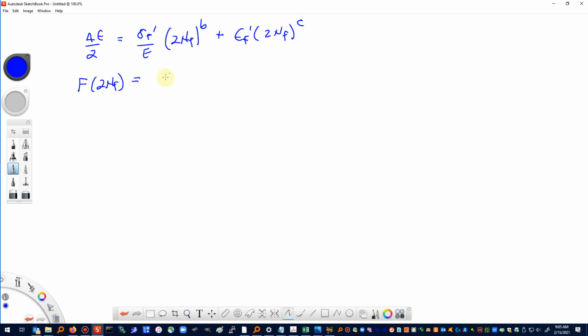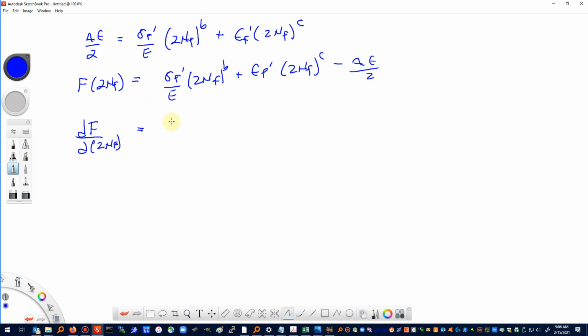It is going to be sigma f prime over E, 2Nf to the b, plus epsilon f prime, 2Nf to the c, minus the strain amplitude, or the range, over 2. Our df by d(2Nf). Okay, so think of this as a single symbol. Don't think of it right now as 2 times Nf. We'll deal with that later.